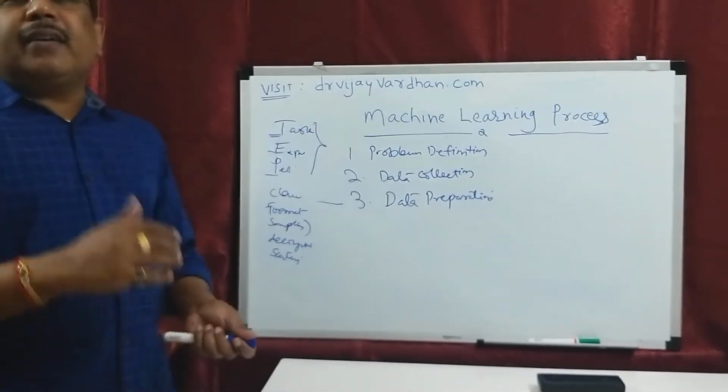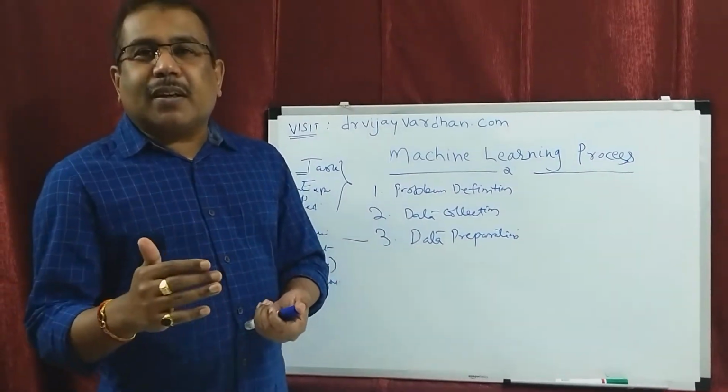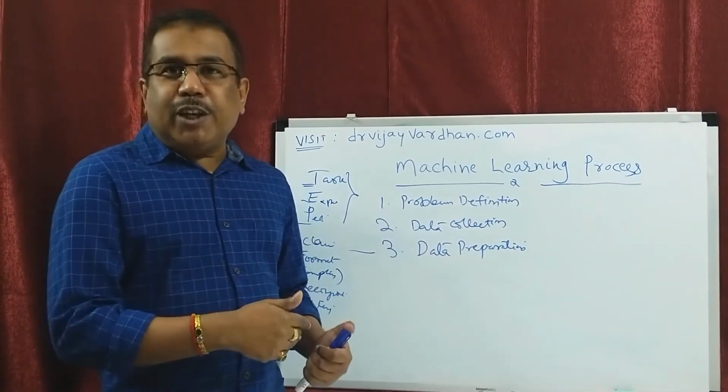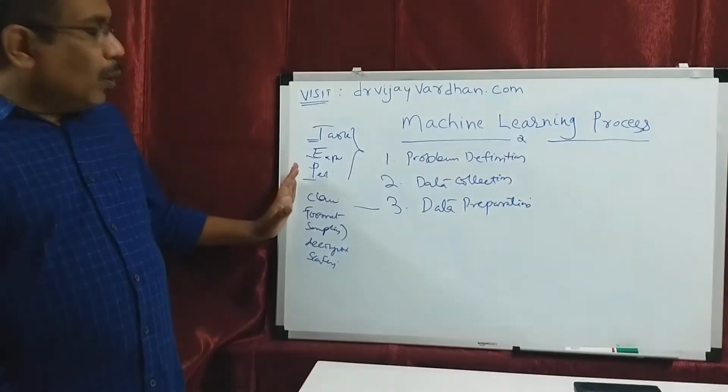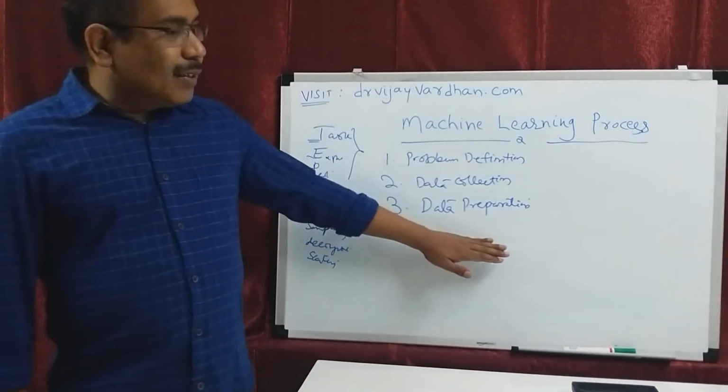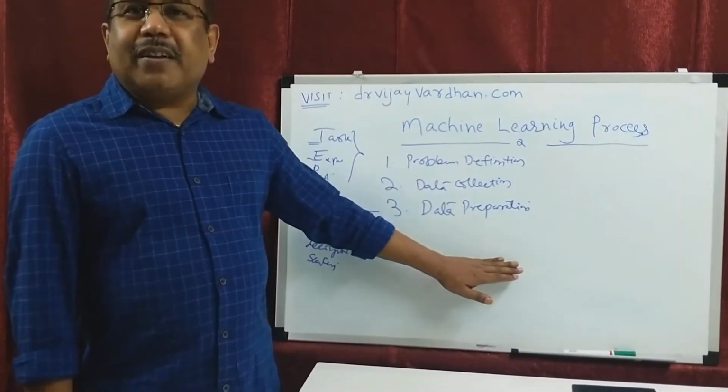So you want to find the height of a person in centimeters, but you have data in inches. So you have to scale the data accordingly. So after doing all these steps, your data is ready. That means you have prepared the data.